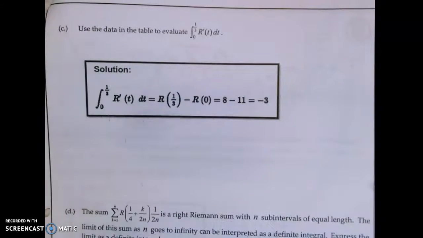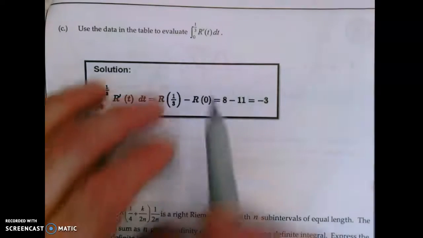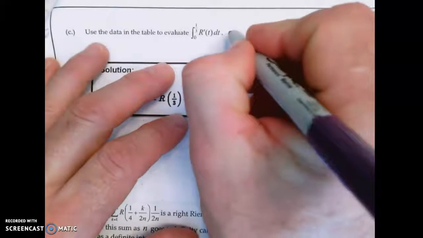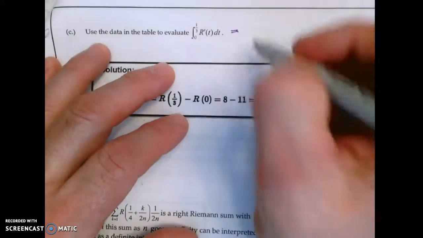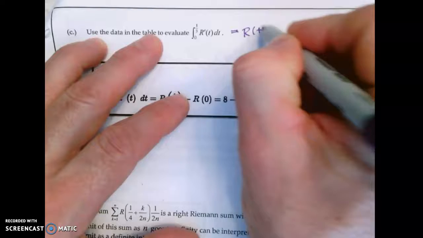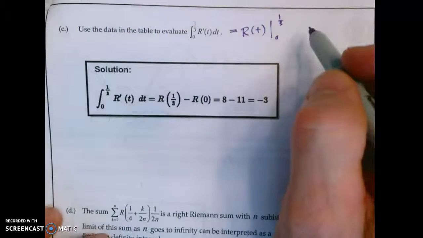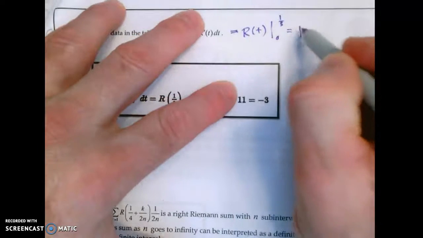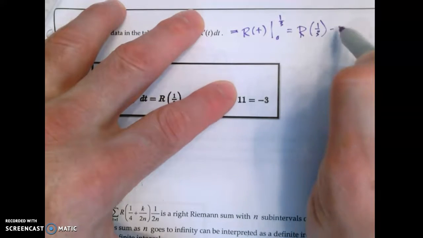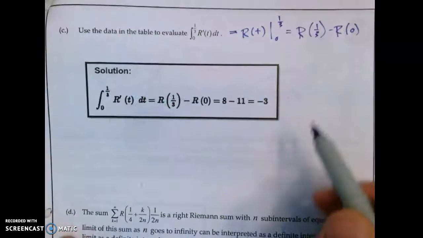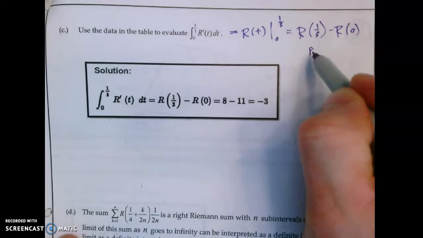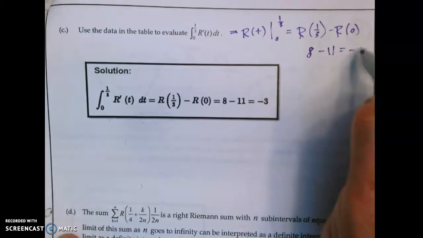Okay, using the data in the table to evaluate the integral from 0 to 1/3 of R prime of t, well, we're looking at calculating the integral of this, and the integral of R prime is R. So this becomes R of t from 0 to 1/3, and we have those values, and this becomes R of 1/3 minus R of 0. All right, and it becomes 8 minus 11, or negative 3.